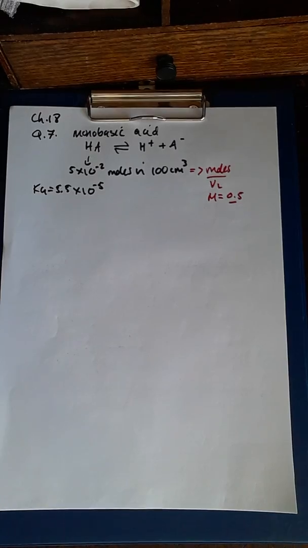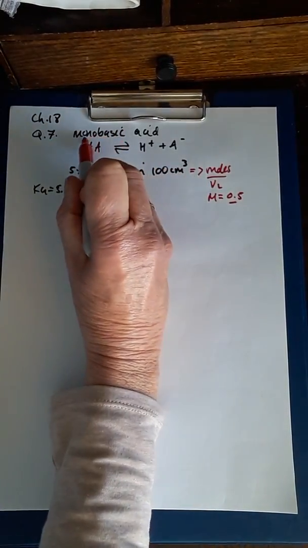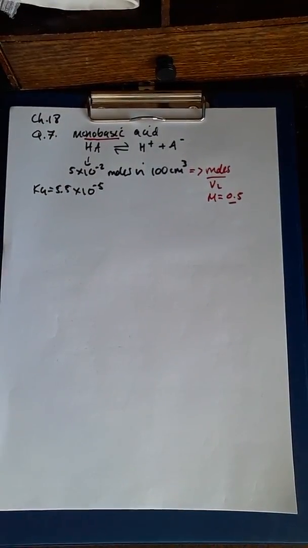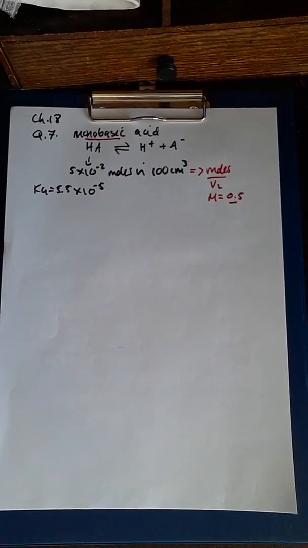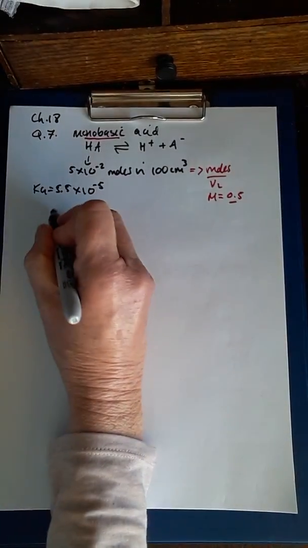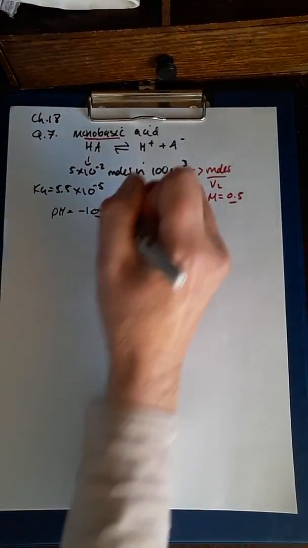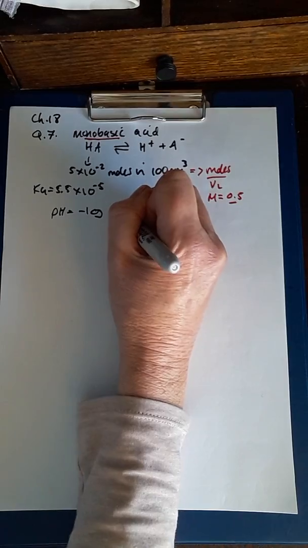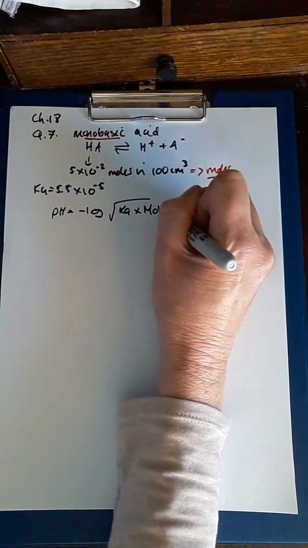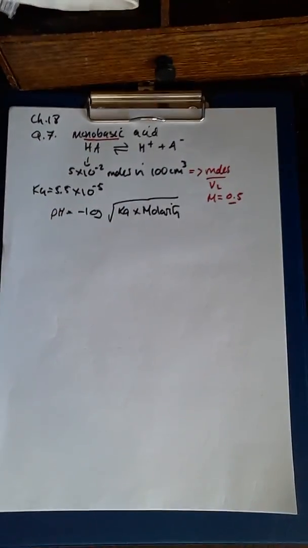The other thing I want to point out to you is it says it's a monobasic acid. Monobasic means it only has one H plus for dissociation. Right then, so it asks me to find the pH. The pH is equal to minus the log of the square root of the dissociation constant multiplied by the molarity. So that was the last slide that we had on the video.